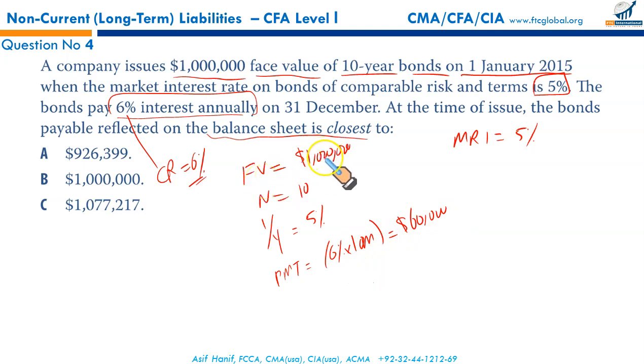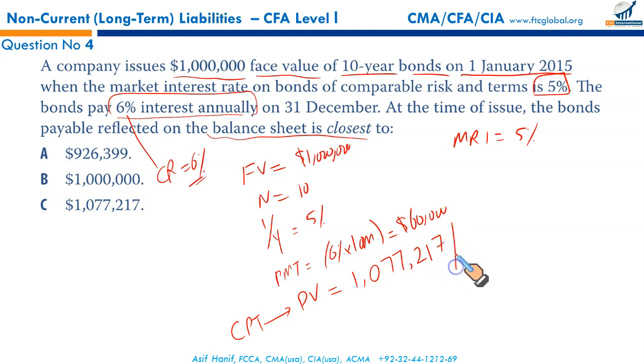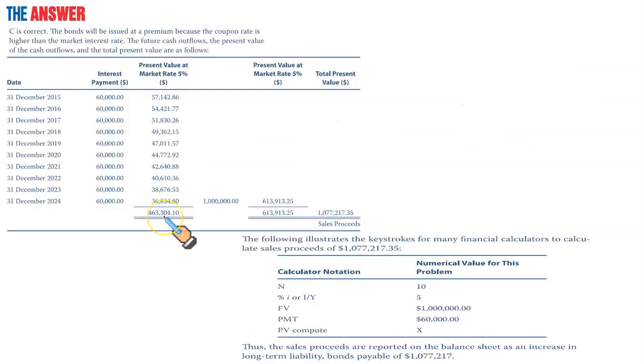So you have face value 1 million and N 10, market rate of interest 5%, PMT 60,000. You just have to press CPT and press present value. You will get 1,077,217.349, which if rounded off will give you C to be the correct option. C.